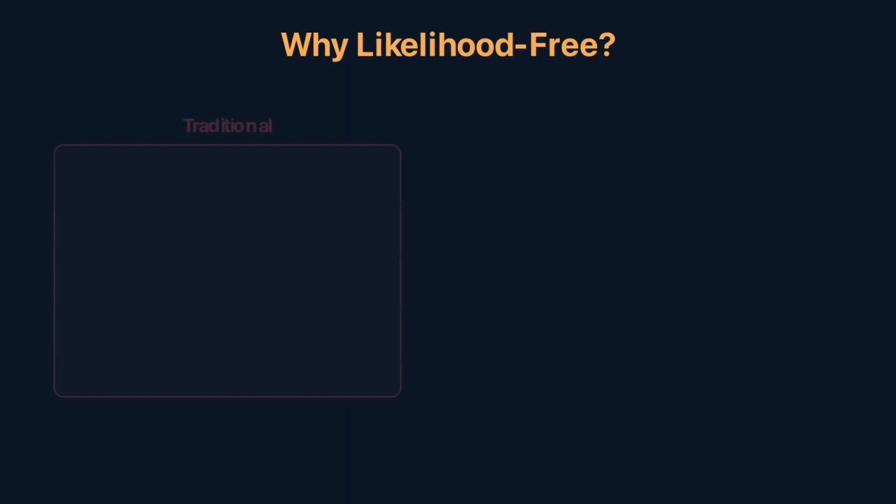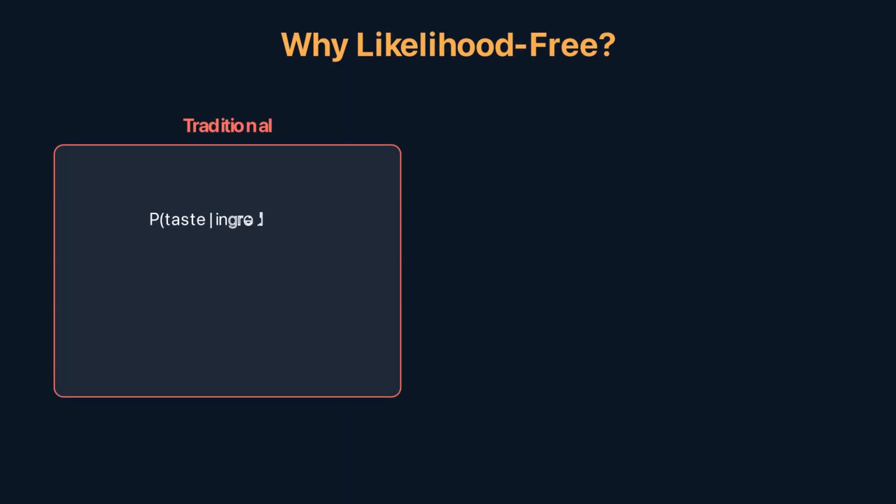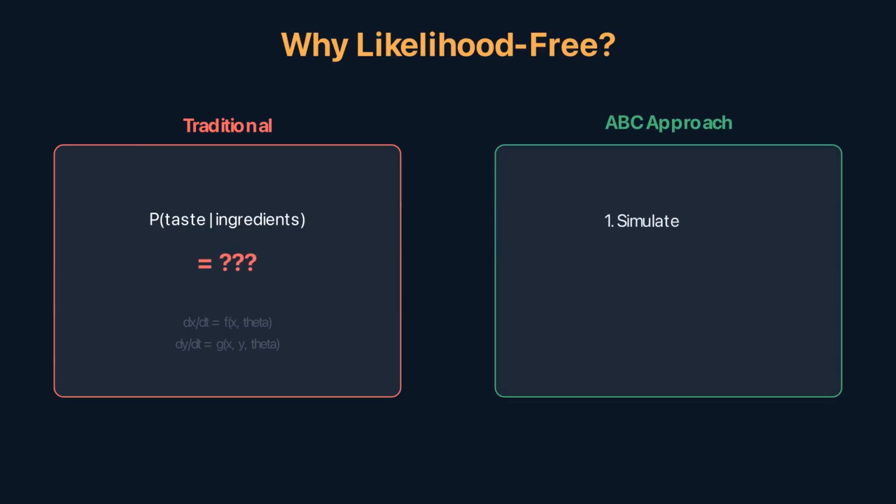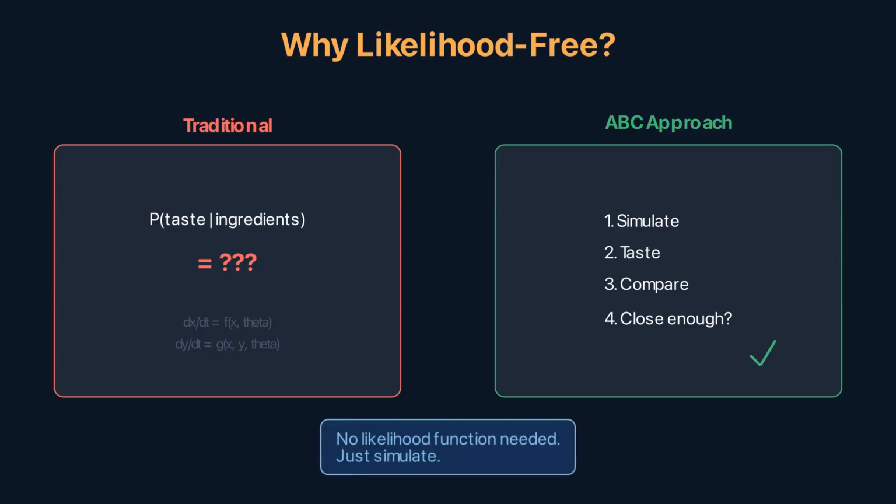Why use ABC instead of standard Bayesian inference? Because the likelihood function, the probability of observing this exact taste given these exact ingredients, is intractable for complex models. Your QSP model has 14 coupled ODEs. Computing the exact probability of the observed data given the parameters would require integrating over all possible noise realizations, mathematically impossible. PyABC sidesteps this entirely. It just simulates and compares. If the simulation matches the data, the parameters are plausible. No likelihood function needed.